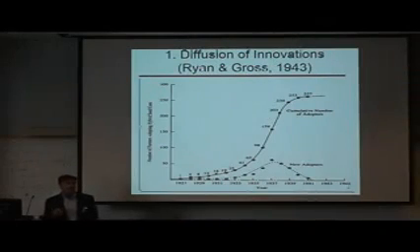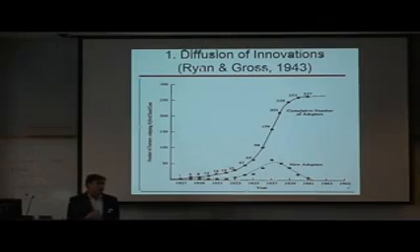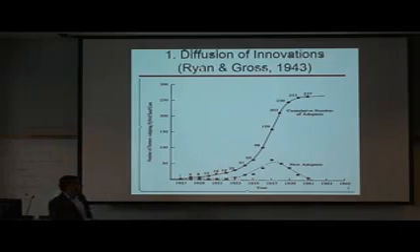So, diffusion of innovations. Basically, this is one of the oldest social science theories we have and has been around for a long time. This is a graph from 1943 when Ryan and Gross were studying the diffusion of hybrid seed corn in 2 communities in Iowa. And Ryan and Gross wanted to know what are the things that are associated with farmers' early or late decision to try hybrid seed corn.